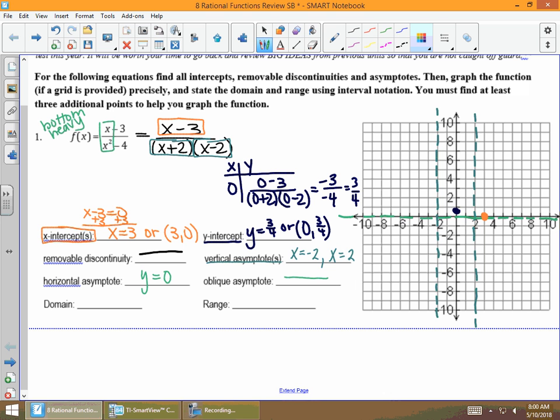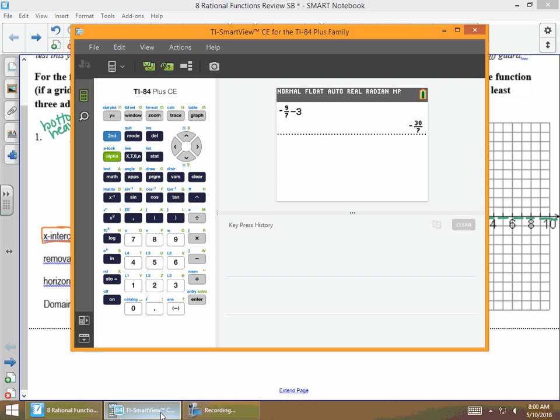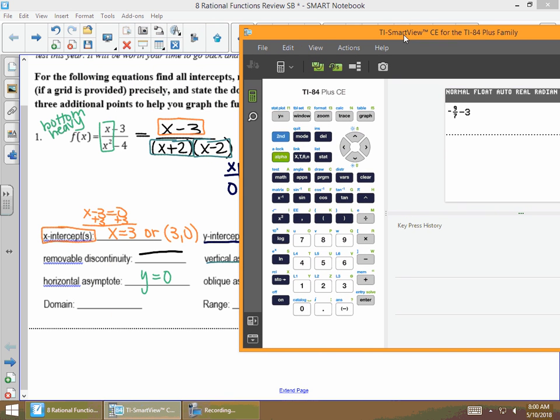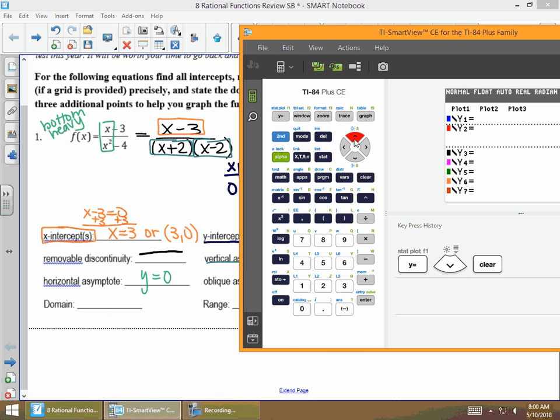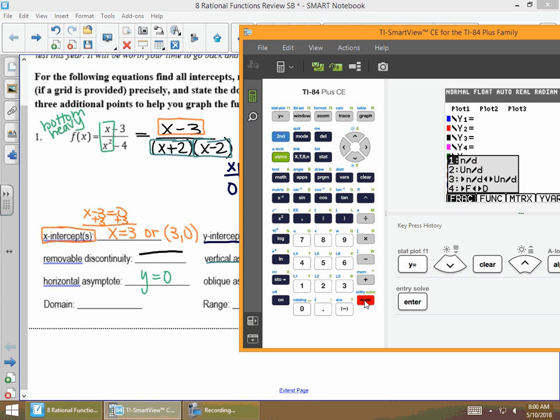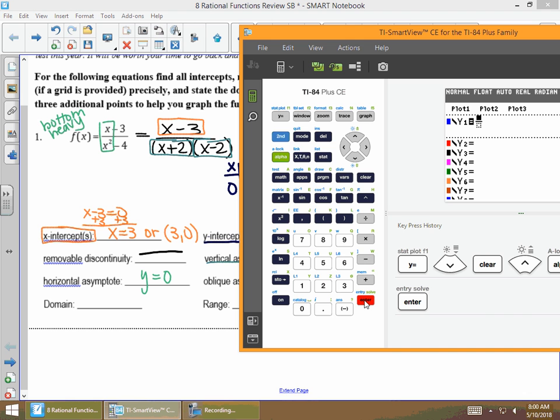All right, let's pull up our calculator and see what we have here. I'm going to go ahead and graph my original function, not the factored form, just in case I made any funky factoring errors. I'm going to put it in as a fraction so I don't have to worry about parentheses.